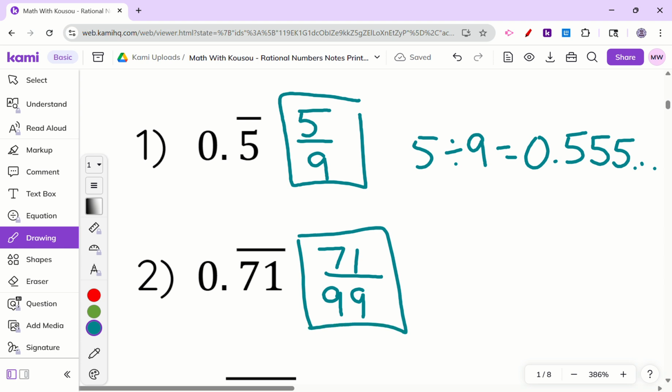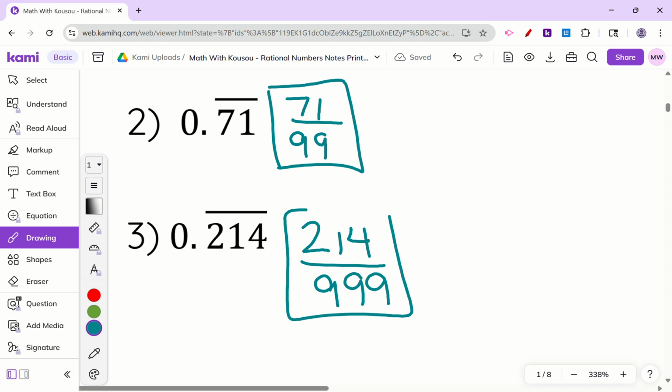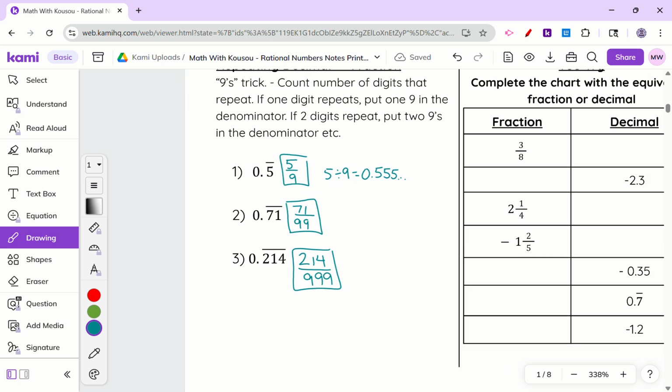You can't simplify those. All right, next we have 0.214 repeating, because there are 3 digits that repeat. The 2, the 1, and the 4 all have the repeating bar over them. So since there are 3 digits that repeat, we will put 3 nines in our denominator. So this would be 214 over 999. And that we cannot simplify, so I'm just going to leave it as that.